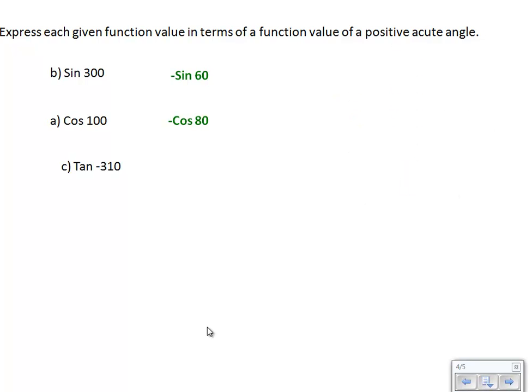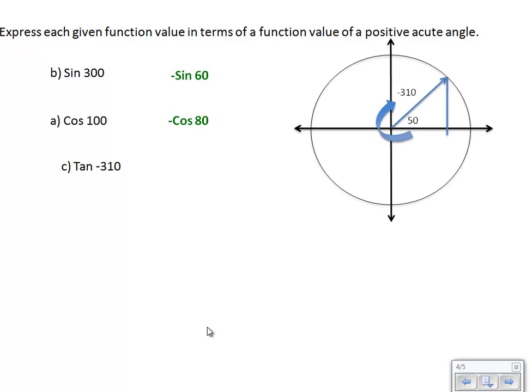All right, negative 310. Whoa, that means I go backwards 310 degrees. If I go backwards 310 degrees, that brings me into the first quadrant with a reference angle of 50. So I don't have to worry about throwing negatives in front of stuff, because if I take the tangent of 50, it gets me a positive answer. And tangent of negative 310 will give me a positive answer because it brings me into the first quadrant.